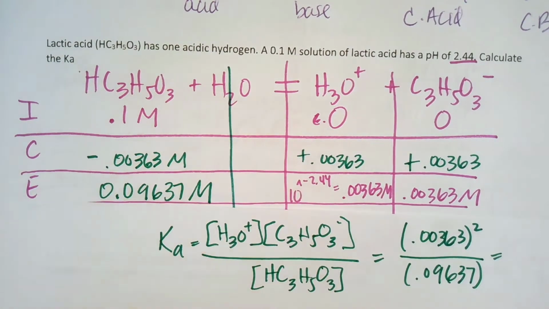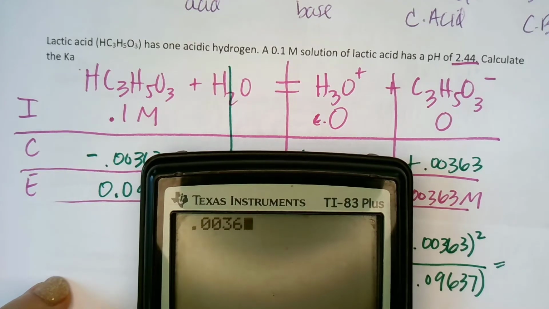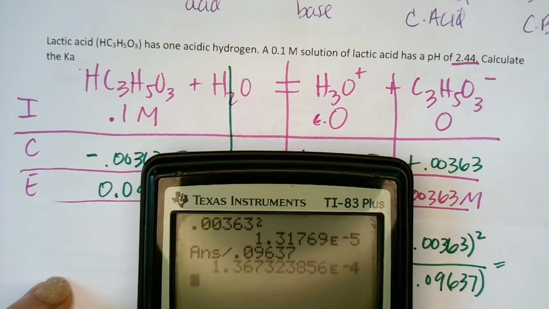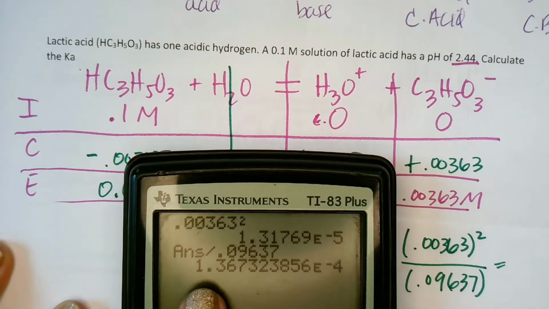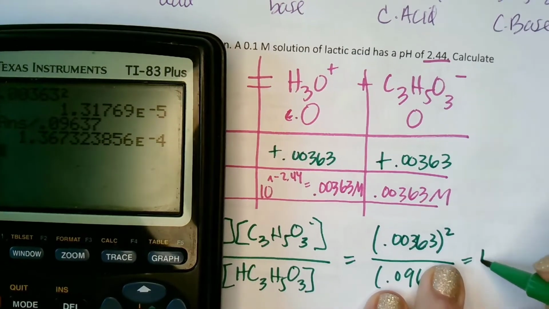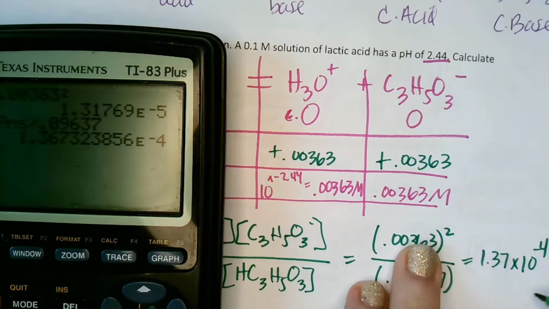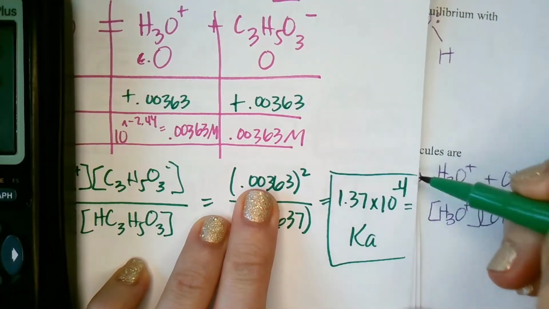And let's do some calculator work. 0.00363 squared divided by 0.09637. And I got a Ka value of 1.37 times 10 to the negative fourth. Here is our Ka value.